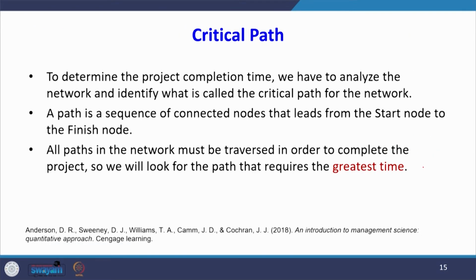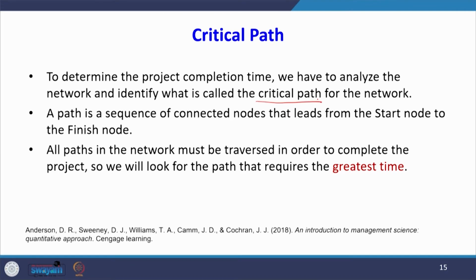The first aspect is I need to know the critical path. So, to determine the project completion time, we have to analyze the network and identify what is called the critical path for the network.